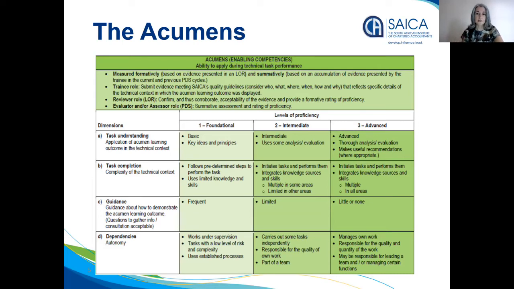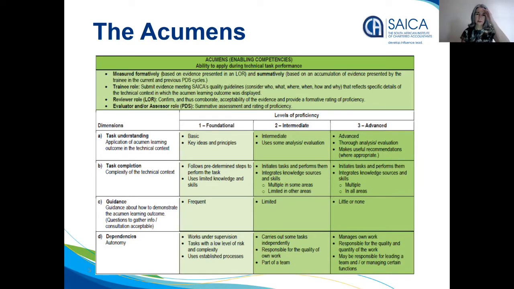At an advanced level, they take that analysis and evaluation and also convert it into a process that would allow them to make useful recommendations. So you can see the shift, whereas the foundational level of understanding requires no analysis or evaluation. The trainee is simply doing what's required and applying very basic knowledge.